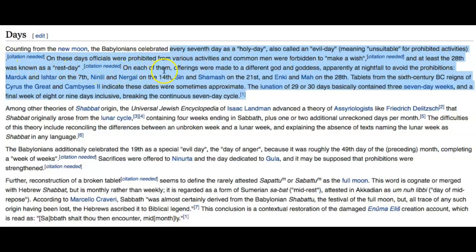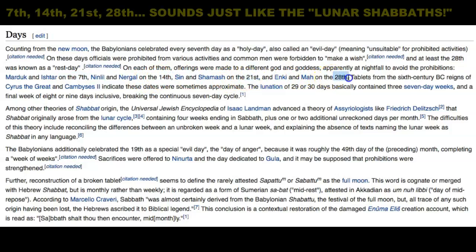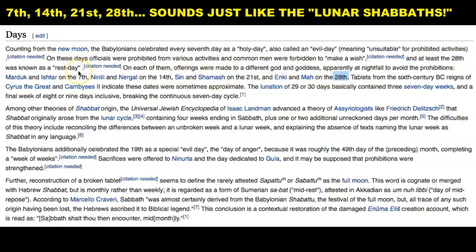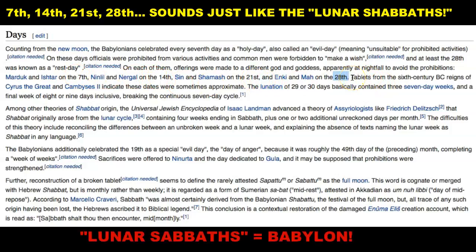Now notice how it says on each of them, so each of the 7 days based on the new moon, based on the Babylonians, offerings were made to a different idol, apparently at nightfall to avoid the prohibitions. So they offer to these idols on the 7th, they offer to these idols on the 14th, these idols right here on the 21st, and these idols on the 28th. But doesn't that sound just like the lunar Sabbath on the 7th, 14th, 21st, and the 28th? Very interesting and suspicious indeed how it sounds just like the lunar Sabbath and when they're kept.